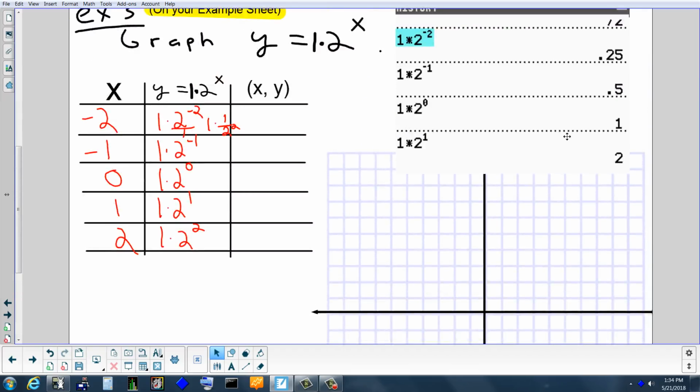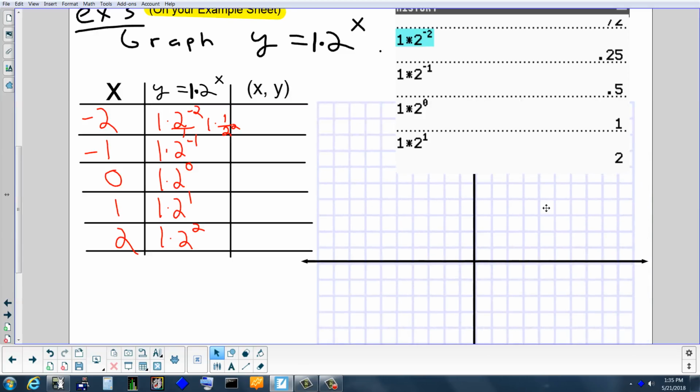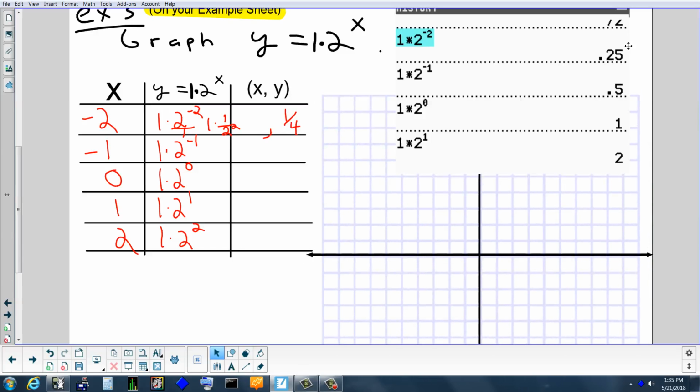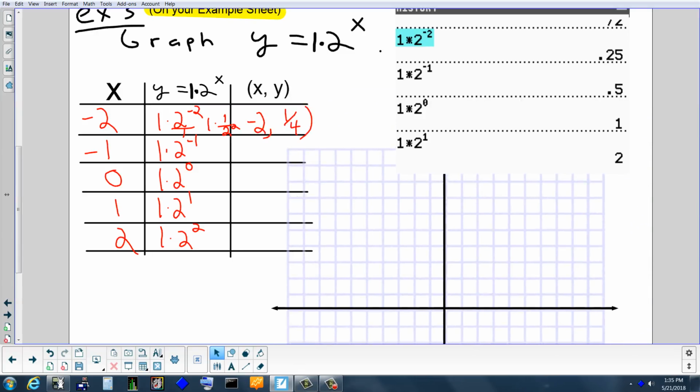All right? Now, 2 to the second power, what is that? 4. So this will be 1 times 1/4. What's 1 times 1/4? 1/4. So my y value would be 1/4. My x value is already written there. What is it? -2. So there's my coordinate.